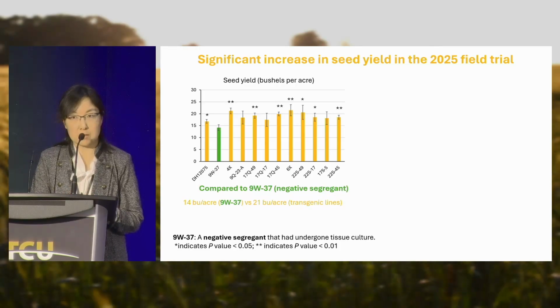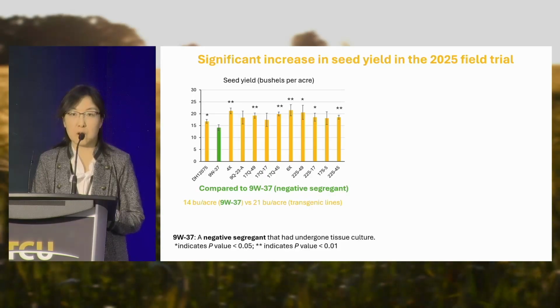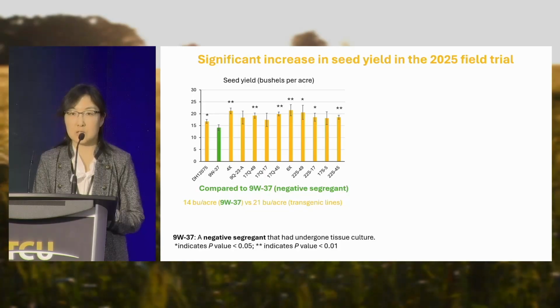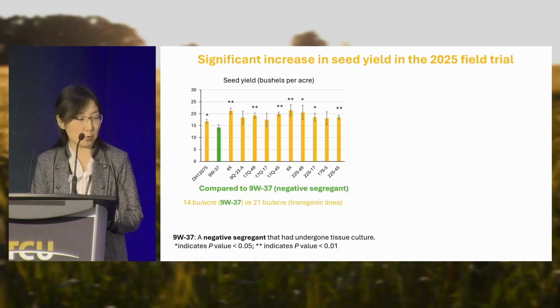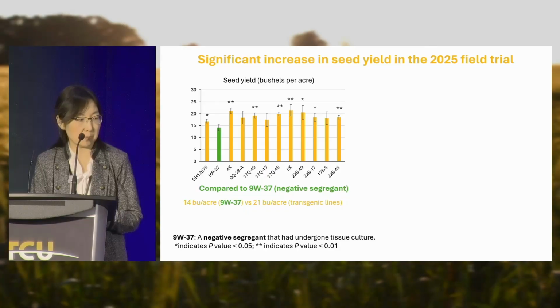So the field trial data is promising. We have a total of 12 lines, including 2 controls. The first control is DH1275, which is a wild type. The second control is a negative segregant. This control has exactly the same genetic background as DH1275, but it underwent the tissue culture procedure. This might affect the plant performance in the field, which is true in our field data.